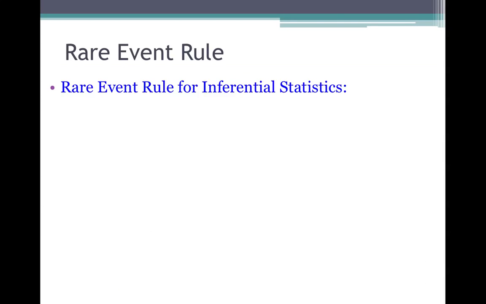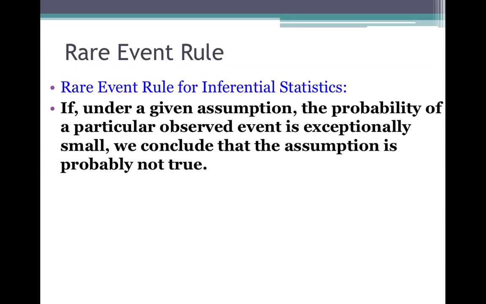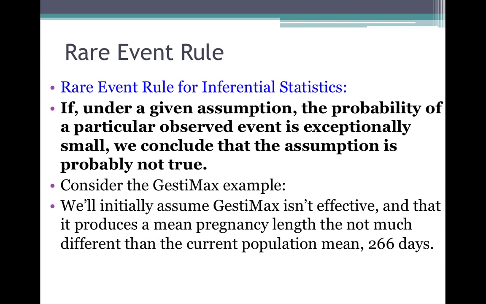So this brings us to the rare event rule for inferential statistics. If, under a given assumption, the probability of a particular observed event is exceptionally small, we conclude that the assumption is probably not true. This should make sense to you if we look at our Gestamax example. We're going to initially assume that Gestamax isn't effective and that it produces a mean pregnancy length not much different than the current population mean, 266 days.